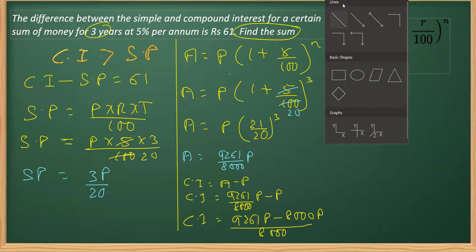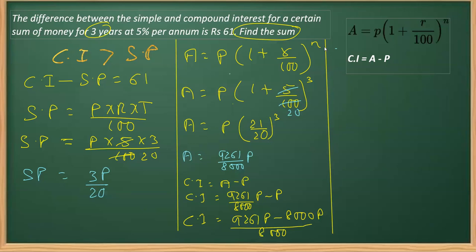So on calculating, let's do it here. CI comes out to be, 9261 minus 8000 is 1261 times P, that divided by 8000. So once we get the compound interest, now we'll be applying this relation. The relation that we have already got is this. This we already know, that CI minus SI is 61, right? So this is CI minus SI.